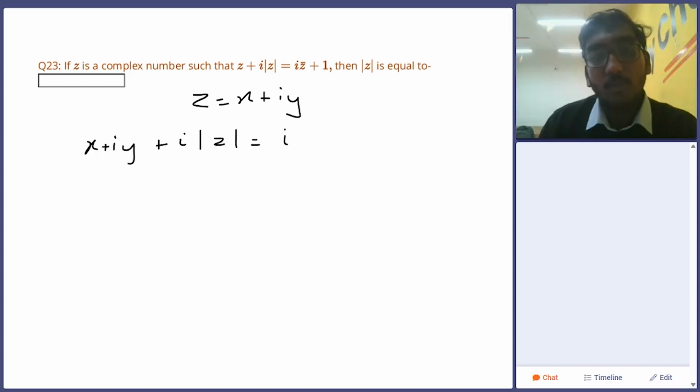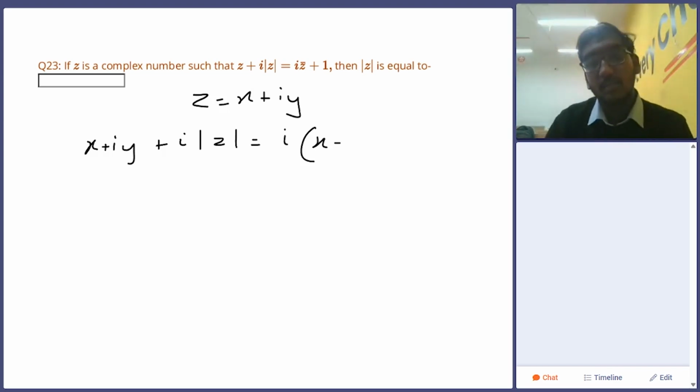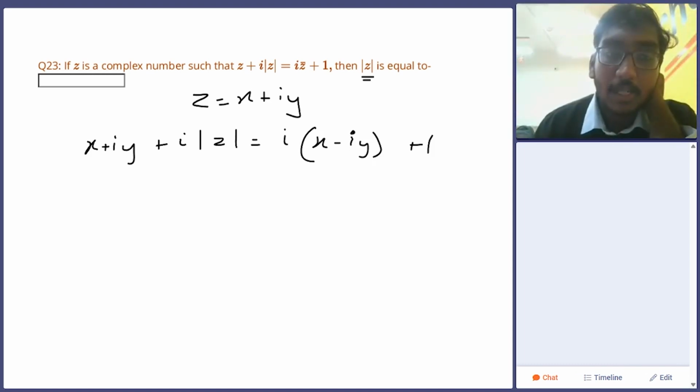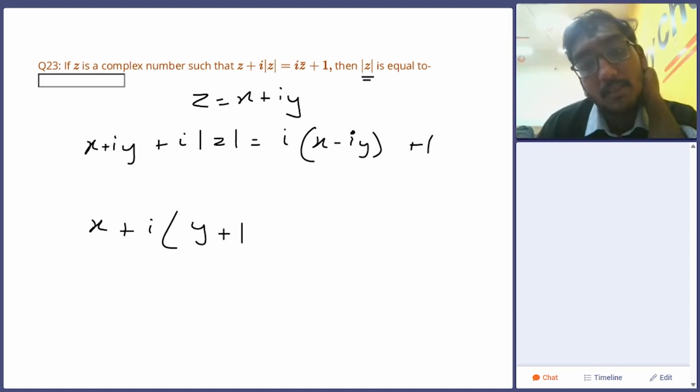What will be z bar then? You have to change the sign of the imaginary part, so it will be x minus iy. Plus 1, this is the given condition. They are asking for the value of mod z. See, here what is the overall imaginary part? The real part is x alone. The imaginary part is y plus mod z.